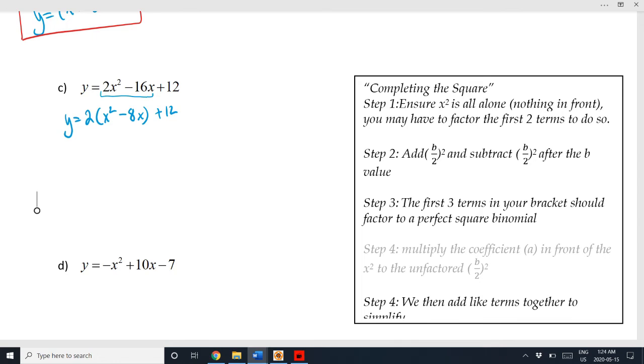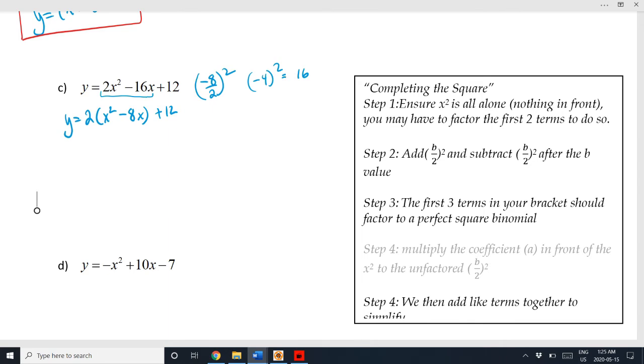We have to add half of b squared and subtract half of b squared to the b value. In this case, our b is negative 8, so we need to do negative 8 divided by 2, and we need to square it. And if we simplify that, it's going to be negative 4 squared, and negative 4 squared is positive 16.